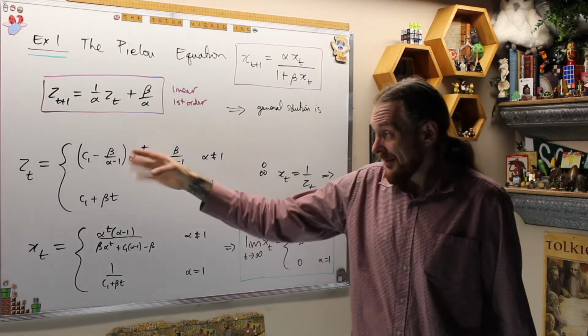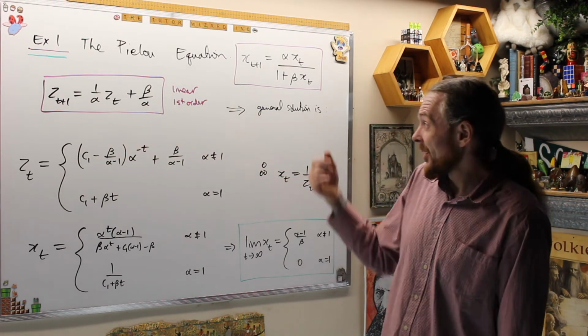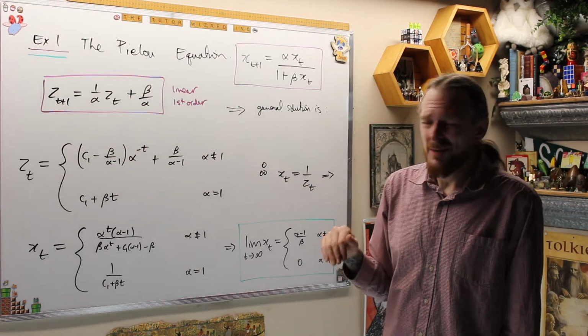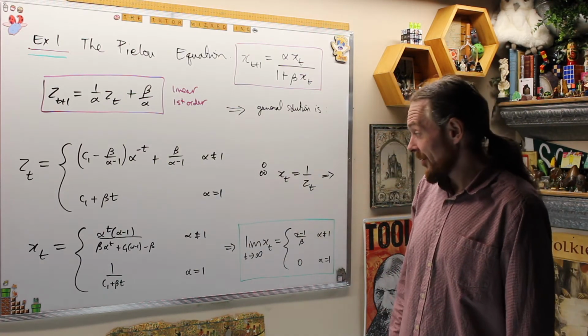Look at the previous video. This is explicitly how we get it. C1 is just the constant we get for the general solution when we don't know what the initial condition is. Don't worry about it too much. You should know how to find this form by now, hopefully, if you're taking one of my courses.